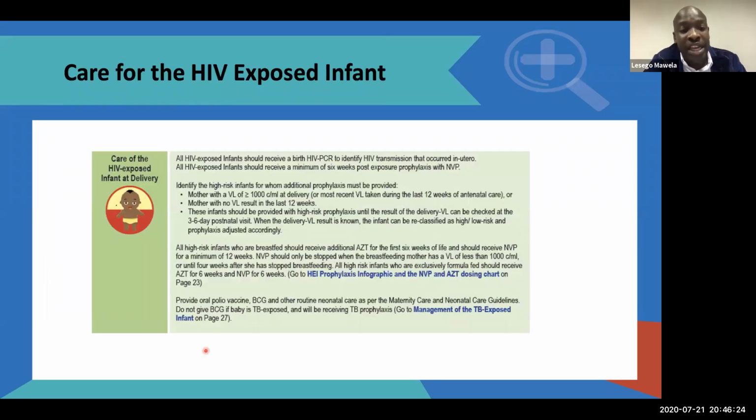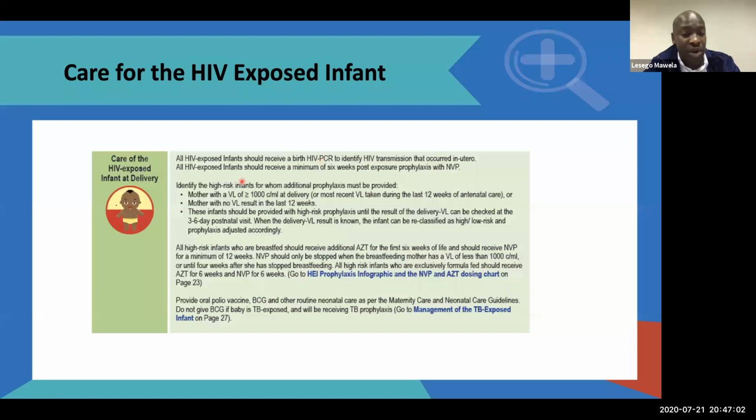The care for the HIV exposed infant. So key 2 things, basically here. All HIV exposed infants must get a birth PCR, standard, right? No arguments. The other one, all HIV exposed infants must receive some form of prophylaxis, right? If it's low risk, if they are born from a mother who had a suppressed viral load in the last 12 weeks, we may consider treating them as low risk and then giving them nevirapine prophylaxis for 6 weeks.